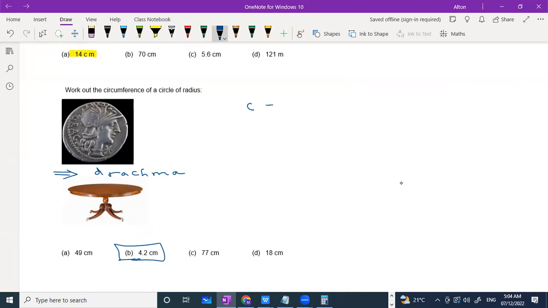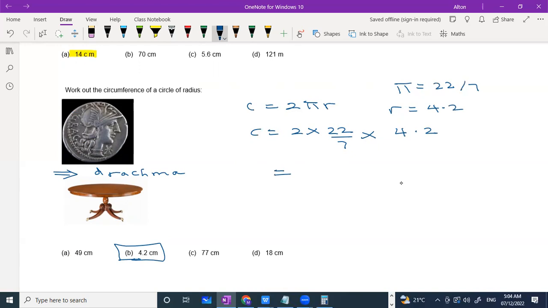Circumference, this time we are given radius, so it's easier to use this formula, 2 pi r. And if r is 4.2, let's work it. So we take pi as 22/7. Circumference would be 2 multiplied by 22/7 multiplied by 4.2. So let's see how we can work this.